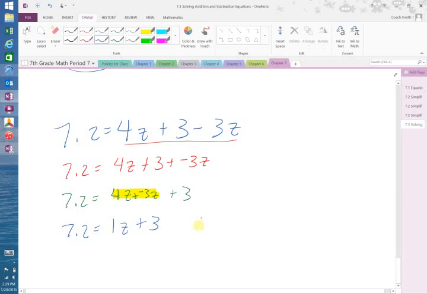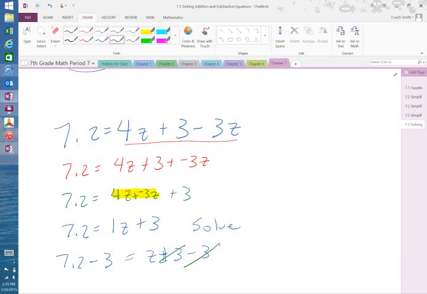Now I can solve. I solve by using the inverse operation of adding 3. What is the inverse of adding 3? Subtracting 3. So I'm going to say 7.2 minus 3 equals z plus 3 minus 3. The plus 3 and the minus 3 cancel each other out. What is 1 times z? What is any number times 1? Itself. So 1 times z is just z, so there's no reason to put it. I can, and it doesn't change the answer.